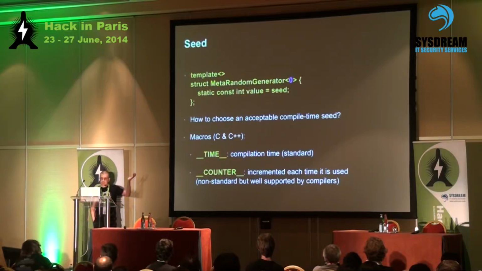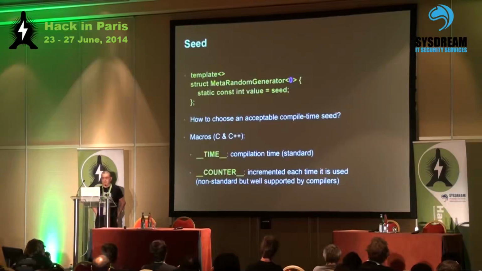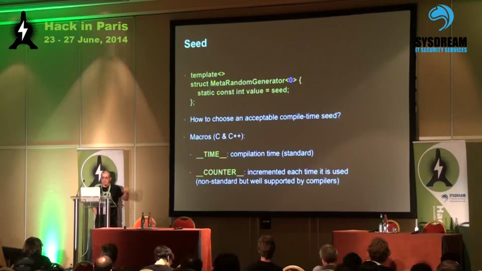It's to use two predefined macros. One which is standard, it's the time, the compilation time. And the second one, which is called counter, it's not standard, but it's implemented by the majority of compilers. It was first introduced by Microsoft, if I remember well. When you reference counter the first time, you have 0, and when you reference a second time, you have 1, etc. It's a counter.